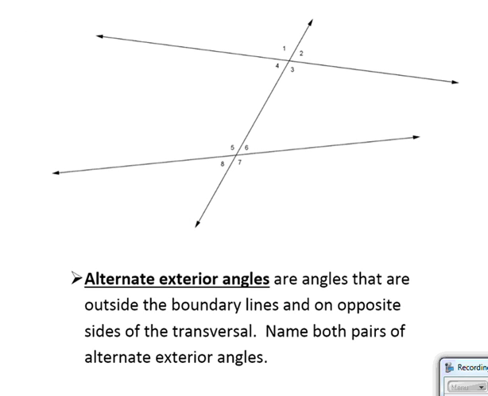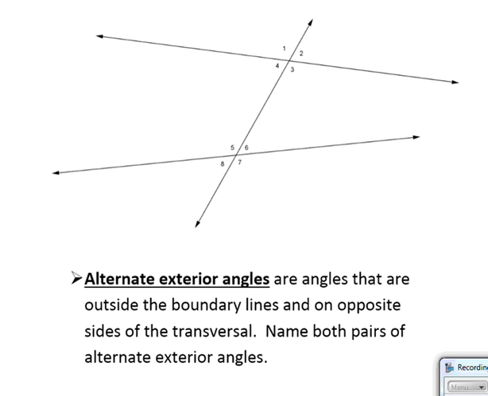Now let's look at the five special angle pairs I referred to earlier. Alternate exterior angles are angles that are outside the boundary lines and on opposite sides of the transversal. You can use the name of the angles to kind of help you remember where they are. Alternate means it has to cross the transversal. Exterior means it has to stay outside the boundary lines. Name both pairs of alternate exterior angles.